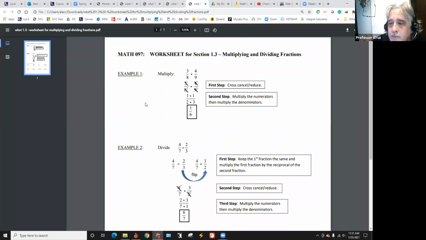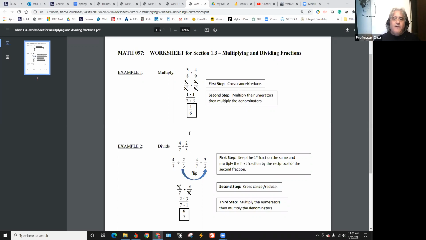And then there was multiplying and division. The real lesson here was for multiplication, you're dealing with same sign. In other words, when you multiply or divide, if they have the same sign, then the product or the quotient is positive. If they're different signs, then the product or the quotient is negative.